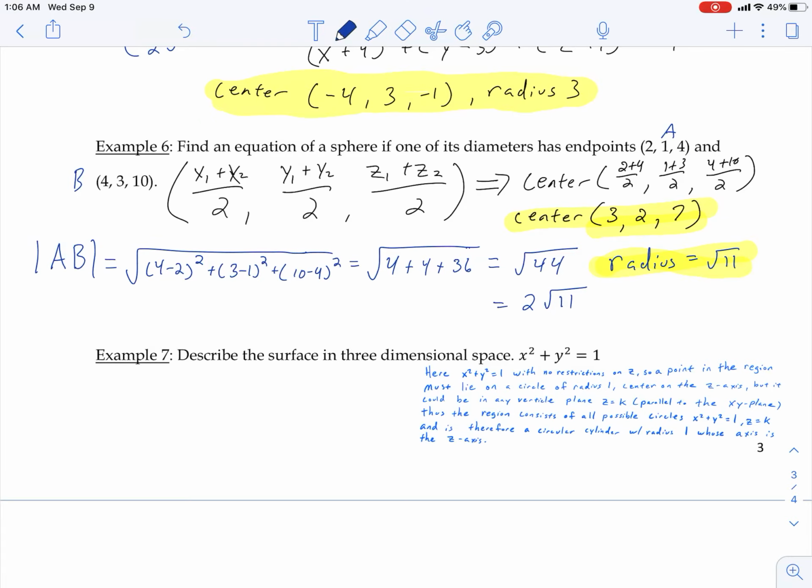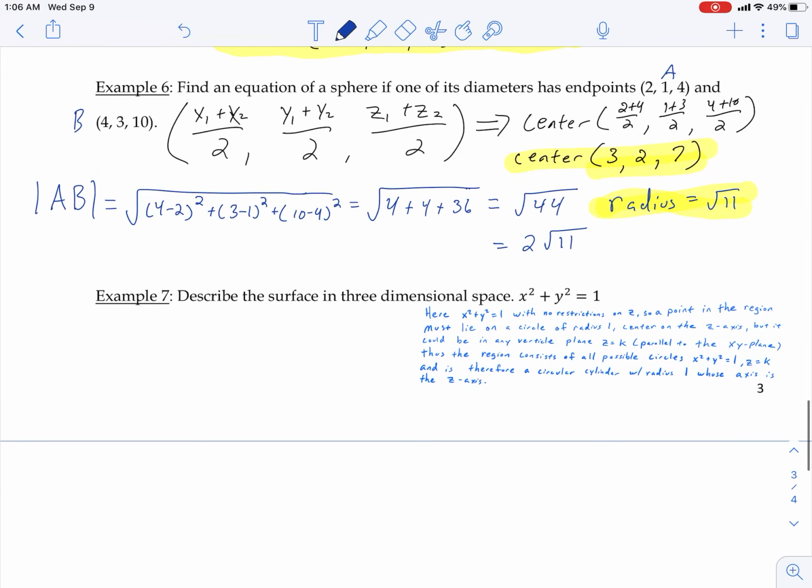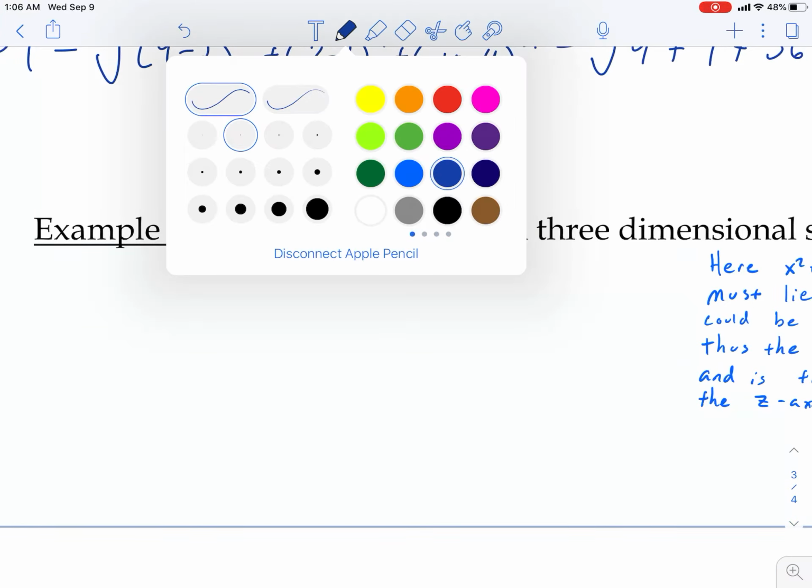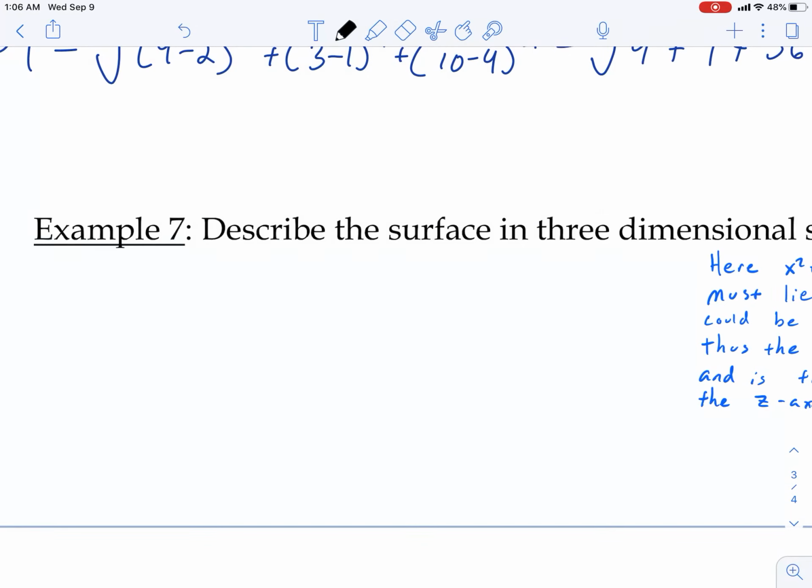And then finally, on the last part of the notes, describe the surface in 3-dimensional space: x squared plus y squared equals 1. I'm going to go ahead and draw this. You're not going to have to draw this, but I'm going to show you what this looks like. And if you do not like having to write out all these words, it's fine. Just go ahead and draw it. And that's what I'm going to do, just so you have 2 ways of seeing this.